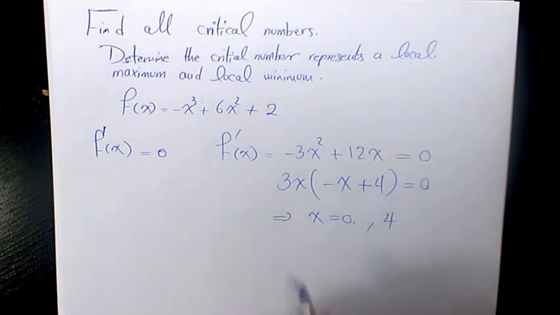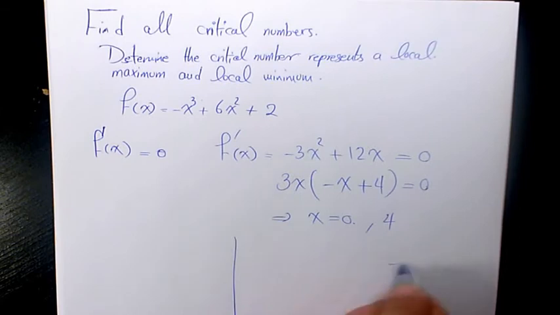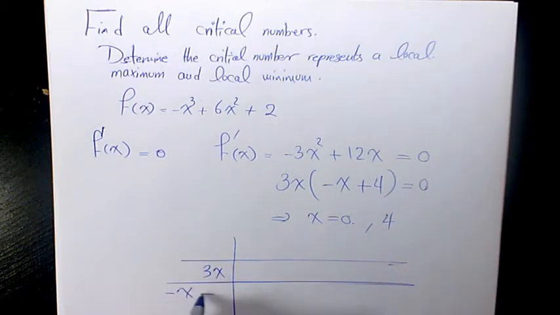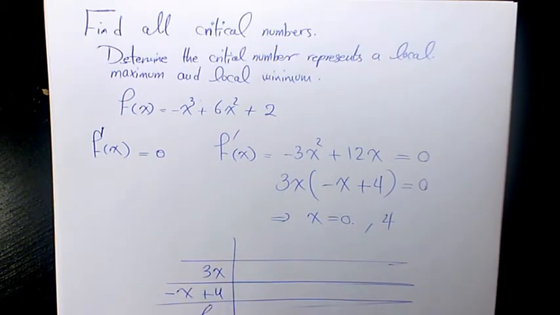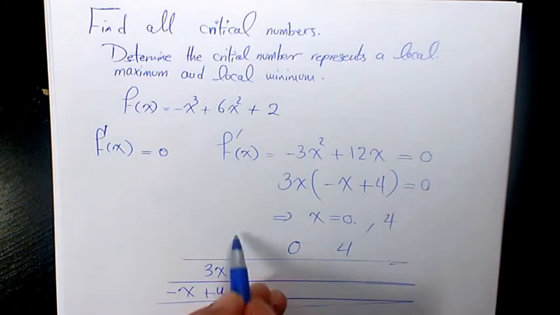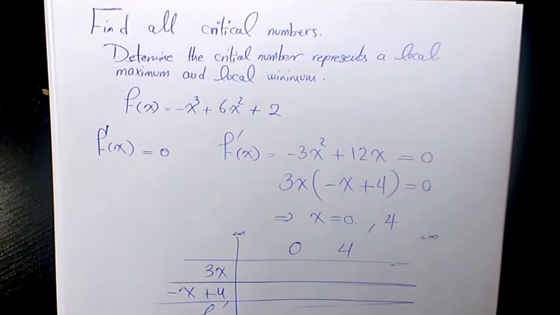Now I need to figure out if they are a local minimum or a local maximum. What I can do is make a table of values. You have 3x in here, and you have negative x plus 4, and here we have f prime. The roots are 0 and 4. We need to start from the small one to the big one, because here we have negative infinity, and here we have positive infinity. Now we have three different regions. In each region we have a specific sign of f prime.